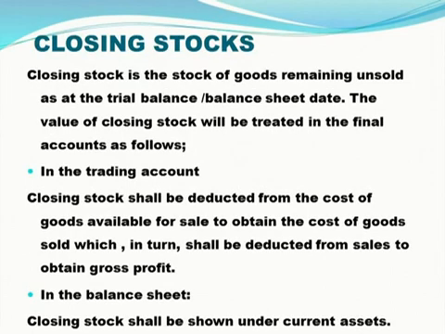Closing stock. Closing stock is the stock of goods remaining unsold as at the trial balance date. The value of closing stock will be treated in the final account as follows. Number one, in the trading account, closing stock shall be deducted from the cost of goods available for sale to obtain the cost of goods sold, which in turn shall be deducted from sales to obtain gross profit. Number two, in the balance sheet, closing stock shall be shown under current assets.